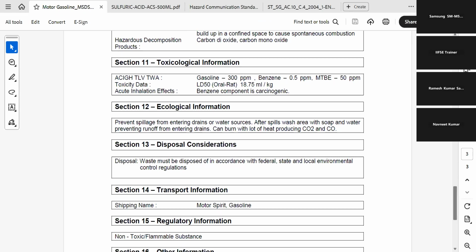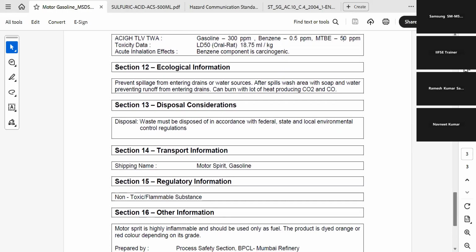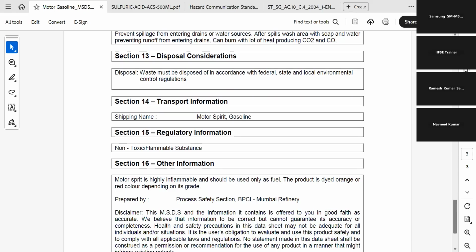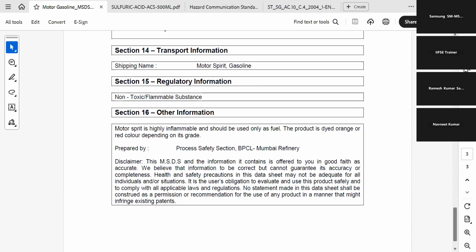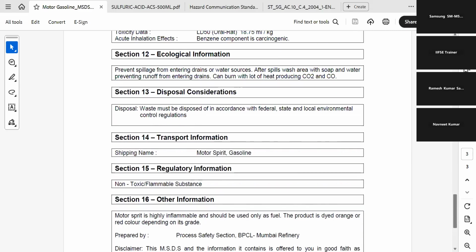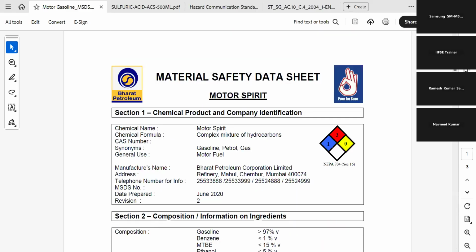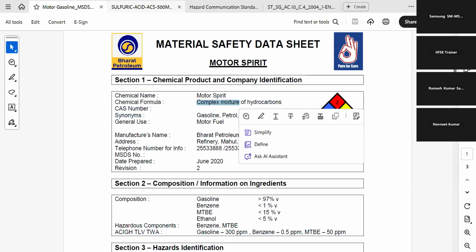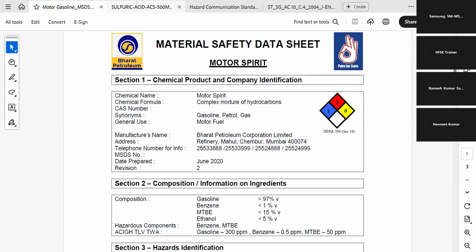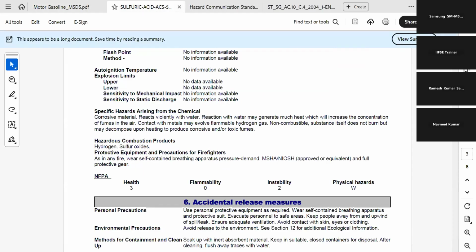Then ecological information, which talks about water bodies, and disposal considerations, how you can dispose of this kind of waste, etc. Then transportation, regulatory information, and other information. These are the 16 sections. Now we have seen it for petrol. Now I'll show you one more for sulfuric acid. Here, they have not given the CAS number, the Chemical Abstract Service number.